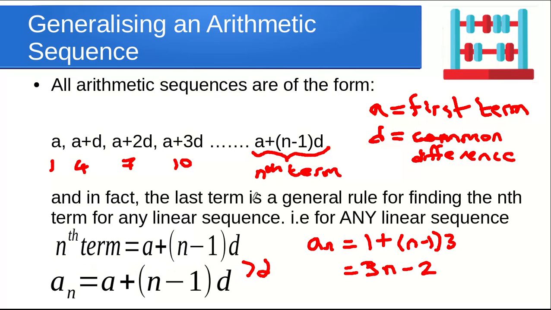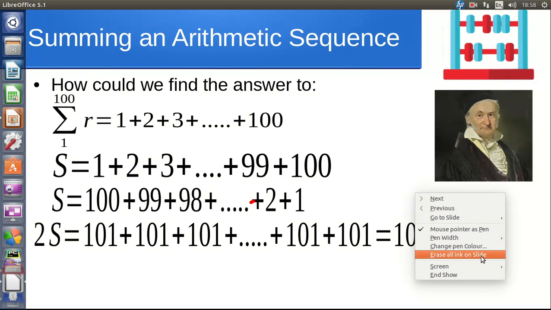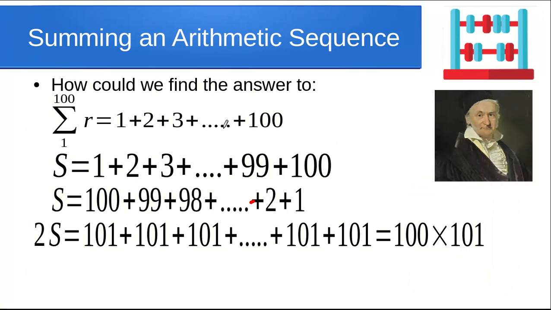Okay, so let's actually take off some of these. Yeah, we're going to be summing an arithmetic sequence here. Sorry, I've actually gone too far through the slide. Let me just talk you through it bit by bit.